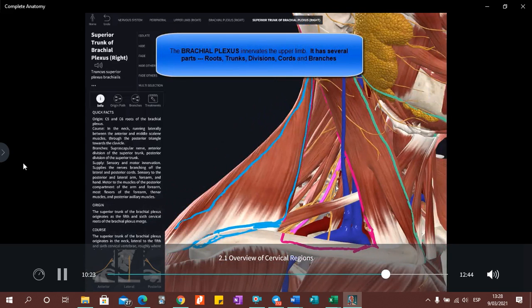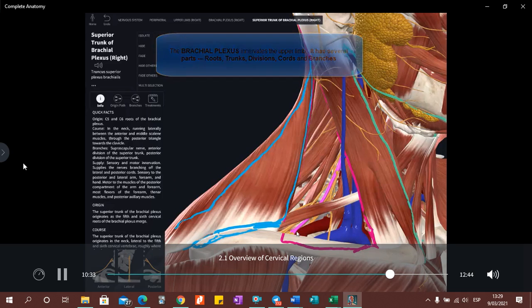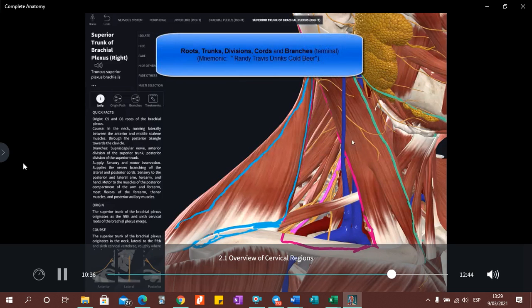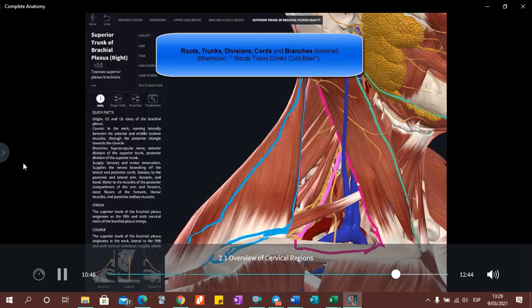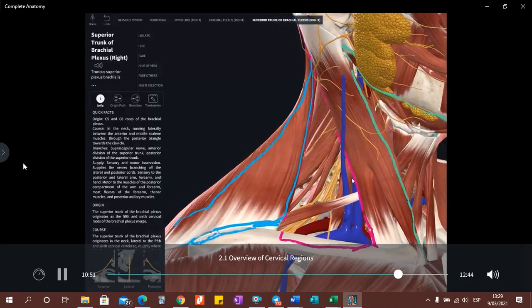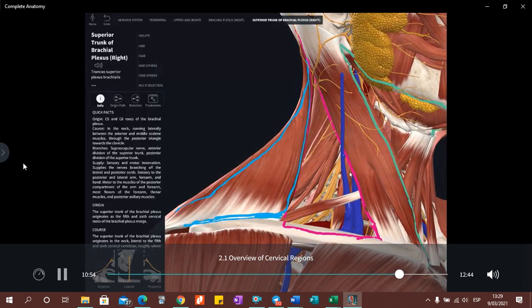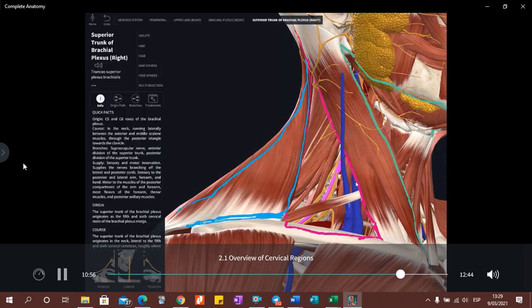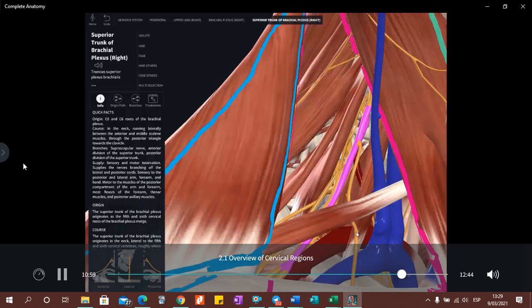It has parts that are called roots and trunks, but it also has divisions a little bit further down, and it has cords and branches, okay? So there is a mnemonic, which stands for Randy Travis drinks cold beer. So roots and trunks, divisions, cords, and branches, okay? And it innervates all of the upper limb. So it has a lot of mixing and mingling going on between the fibers that originated from the spinal cord segments C5 all the way down to T1. So it's a large mixed plexus of nerves.